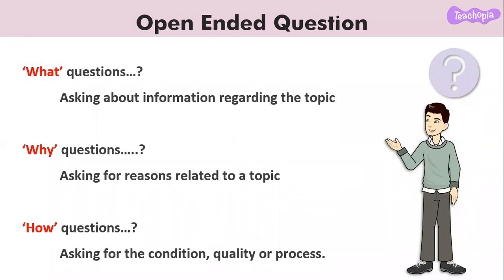And why questions would lead us to reasons related to a particular topic, saying that why do we need to use market? Or we can also start a question with how, when we are asking about the condition, quality, or process. So how do you go to market? Which market do you go to? How do you use a market? How is it helpful for others? So all of these questions will lead us to condition, quality, or process related answers.